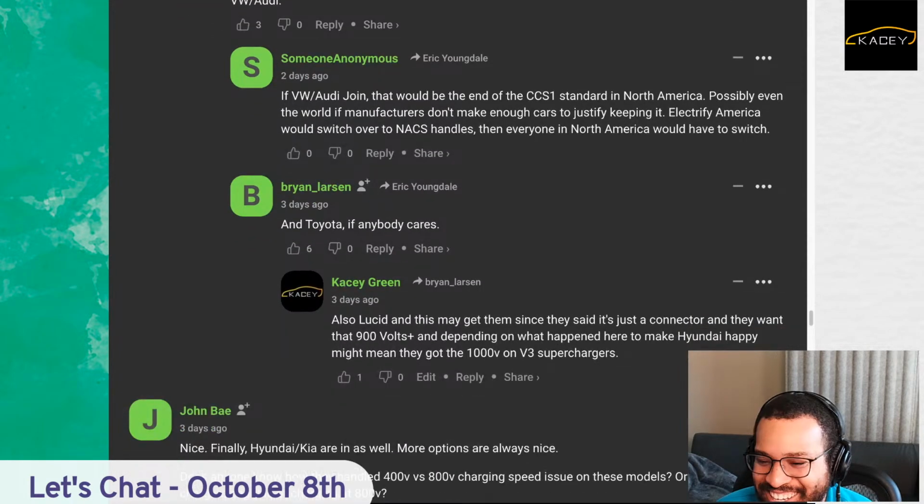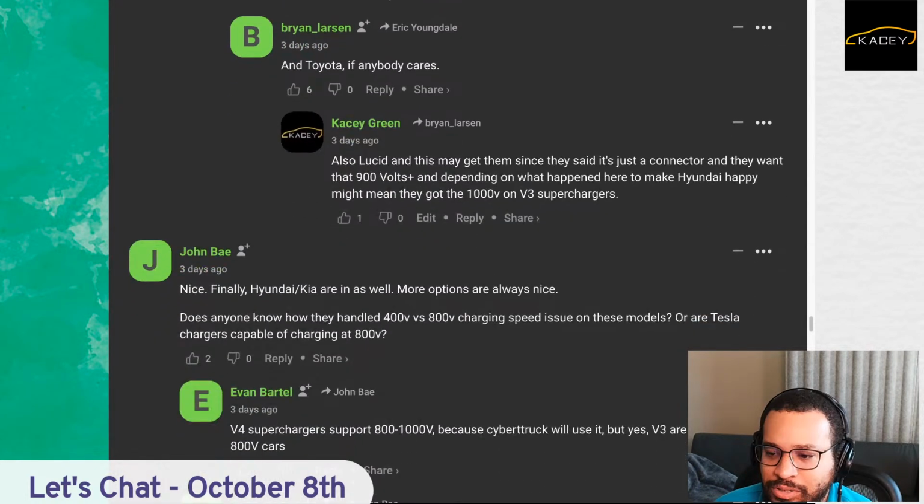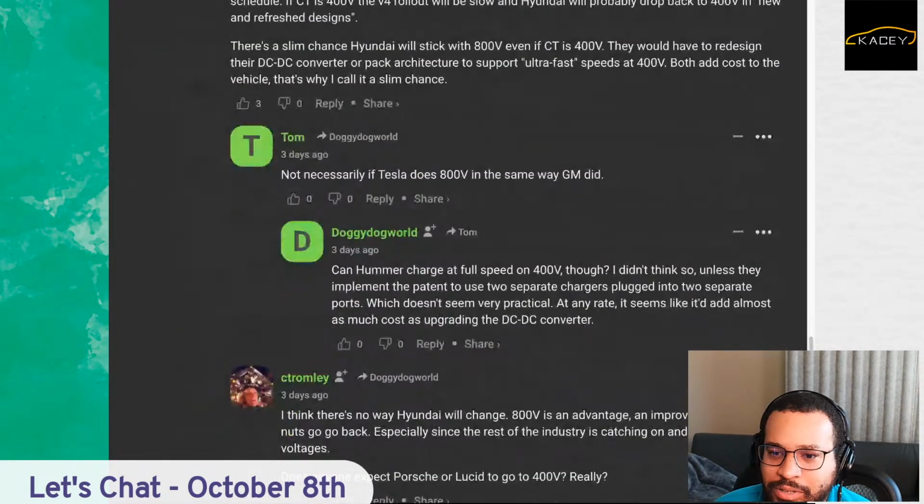I said also Lucid. This may get them, since they said it's just a connector, and they want that 900 volts plus. Depending on what happened here to make Hyundai happy, that might mean they got 1,000 volts on V3 superchargers. I said that 3 days ago. Okay. So let's go on to the next little bits of this before I get into the weeds on those comments.